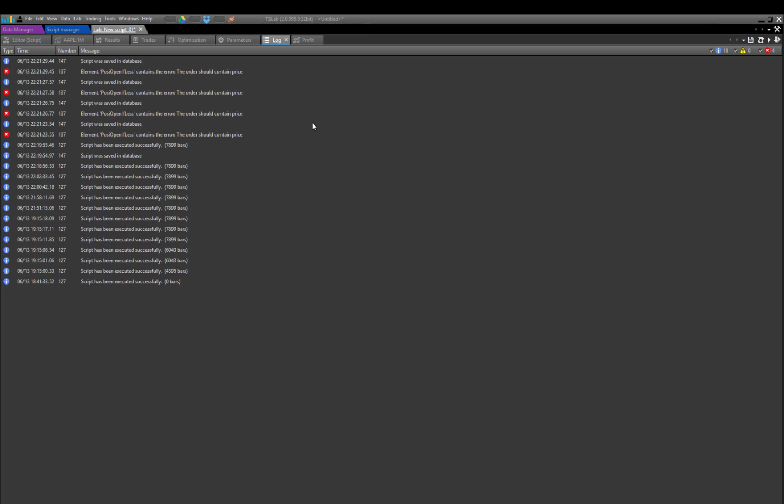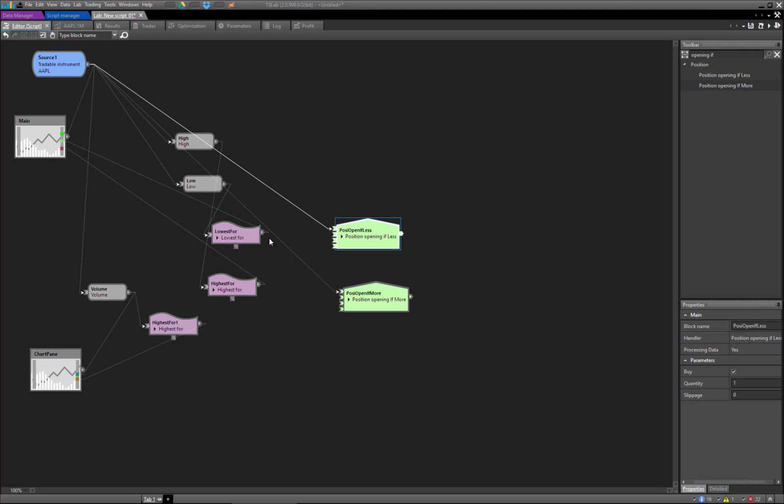If I try to run my script now, there will be an error. We see a mistake in the log file. Let's try to solve this issue. To fix this error, I need to connect to the price I used to open the position. As one trade is going to be a long and the other one is a short, I need to mark which block is responsible for a short and which for a long. I want to open a short if I touch the highest value.